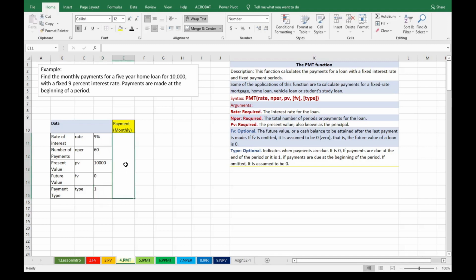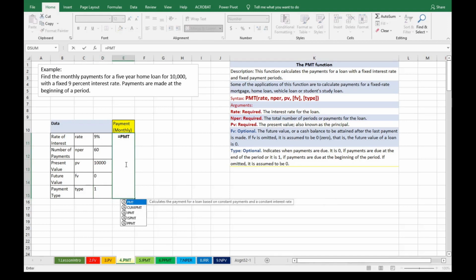Okay, so now let's enter our function, that is equal to, and we want the PMT function, the payment function. Okay, and here rate is 9%, but we need to divide this by 12 because the payments are monthly. Then we have NPER, that is 60, the number of periods is 60, which is already in months.